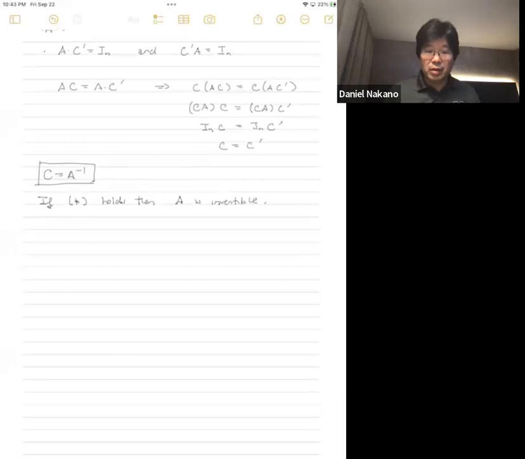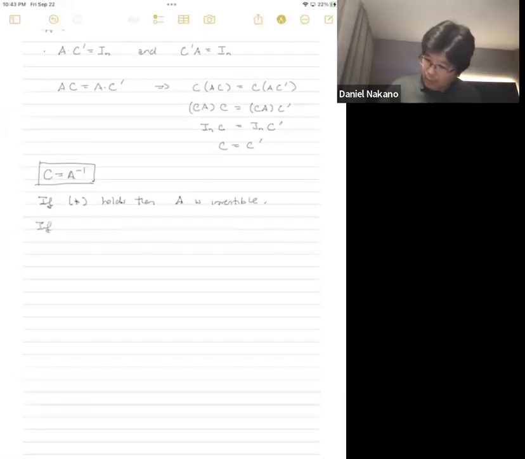Let me just summarize this. If A has an inverse, namely it's invertible, then A inverse times A has to be the identity, and that has to be equal to A times A inverse.